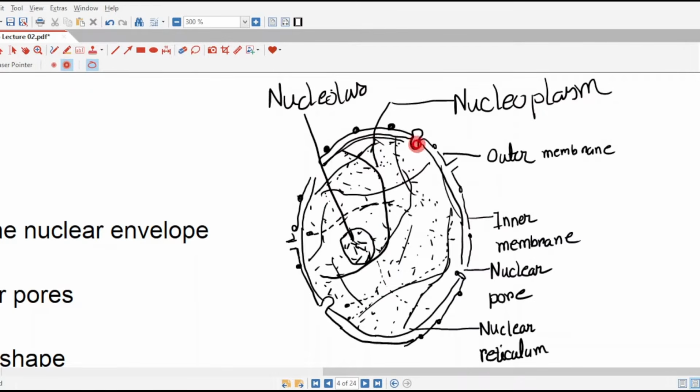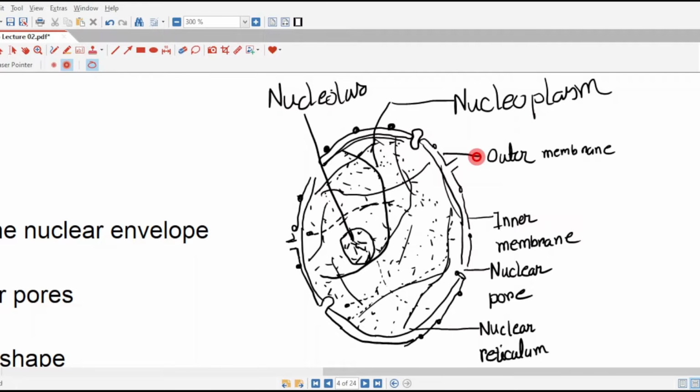If we look closely at the nuclear envelope, you see that there will be two membranes. One will be the outer membrane, another one will be the inner membrane. And in between the structures, you see that there are pores present. Let's say this is a pore and this is another pore. What is the reason behind these pores?